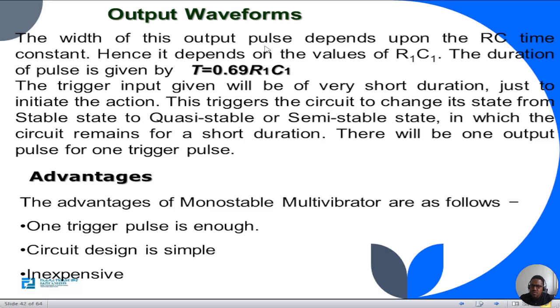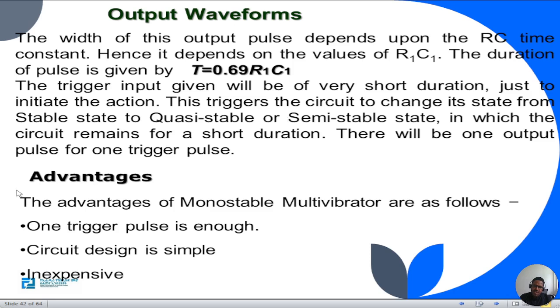The width of this output pulse depends upon the RC time constant, hence it depends on the value of R1 and C1. The duration of the pulse is given by T = 0.69 R1 C1. The trigger input given will be of very short duration, just to initiate the action. This triggers the circuit to change its state from the stable state to the quasi-stable or semi-stable state, in which the circuit remains for a short duration. This will be one output pulse for one trigger pulse.